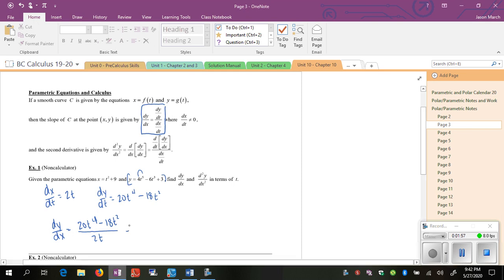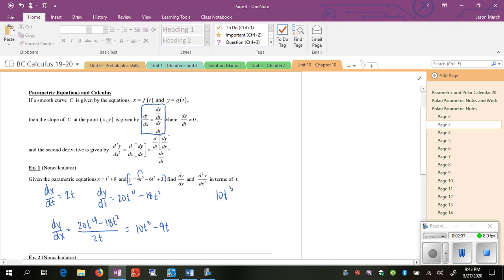So if I can simplify this, I can reduce by dividing each of these terms by 2t. So we get 10t to the third minus 9t to the first. This way, when I do find the second derivative, I don't have to worry about the quotient rule. The thing that we do have to be careful about is how the second derivative works here. So if I take the derivative, I want d2y dx2. So I'm taking the derivative of this. All right, I'll write it out again.